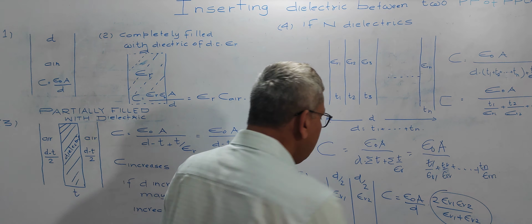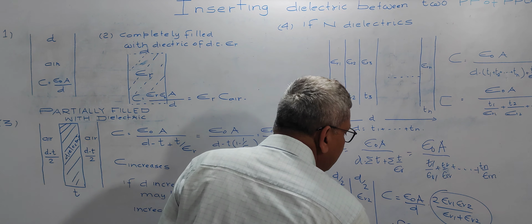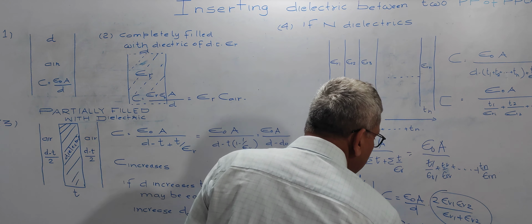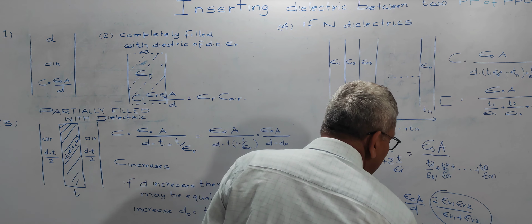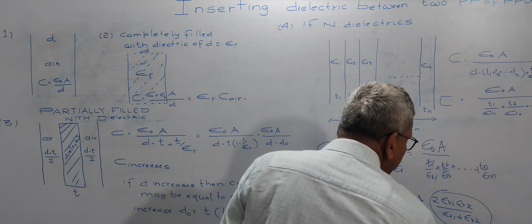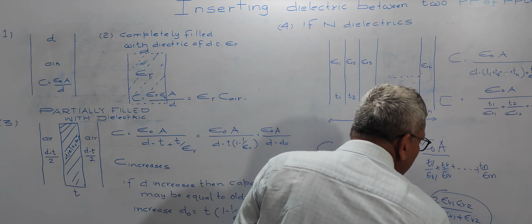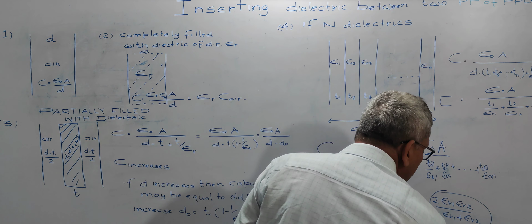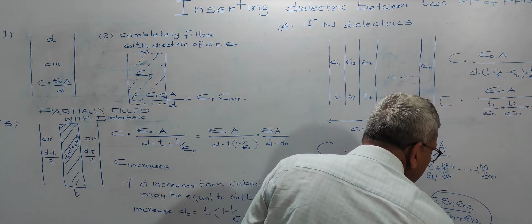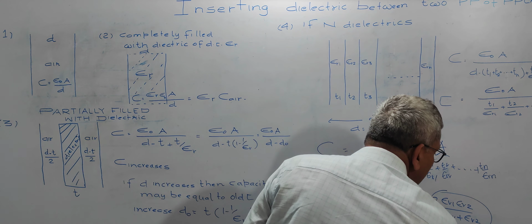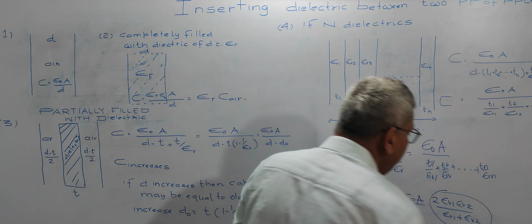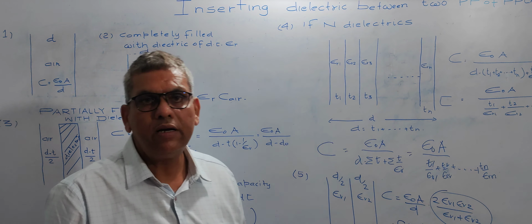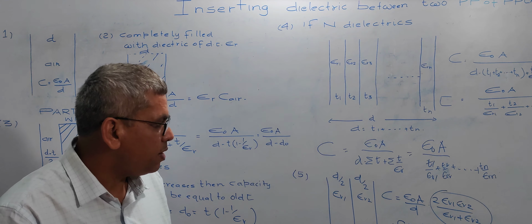Now if three dielectrics are taken, then you will observe it will be 3 epsilon naught A by D times 3 epsilon r1 epsilon r2 epsilon r3, and in the denominator epsilon r1 epsilon r2 plus epsilon r2 epsilon r3 plus epsilon r3 epsilon r1. So this way we can find out. Now when the slab is filled in half, that also we can find out, what is the equivalent capacitance.